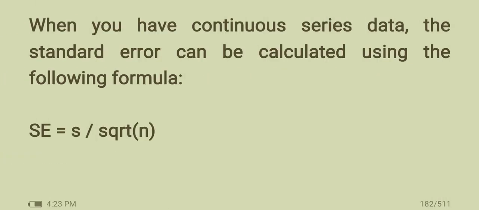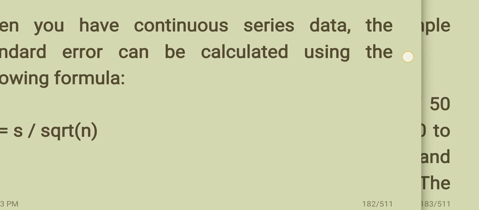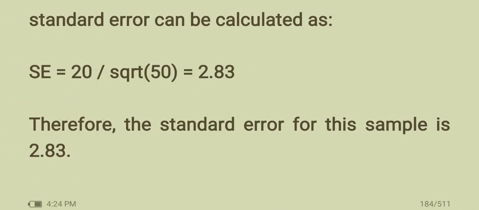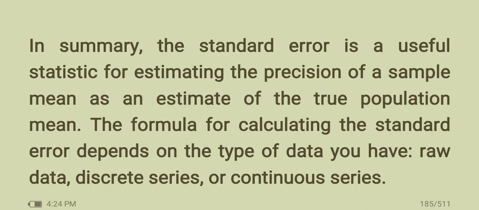Standard error for continuous series. If you have continuous series data, the standard error formula is SE is equal to S divided by square root of n, where S is equal to standard deviation and N is the sample size. The standard error is a useful statistic for estimating the precision of a sample mean as an estimate for the true population mean.